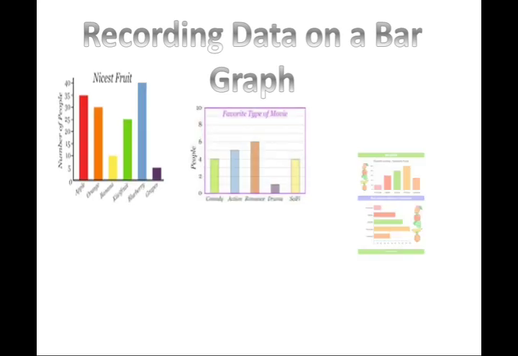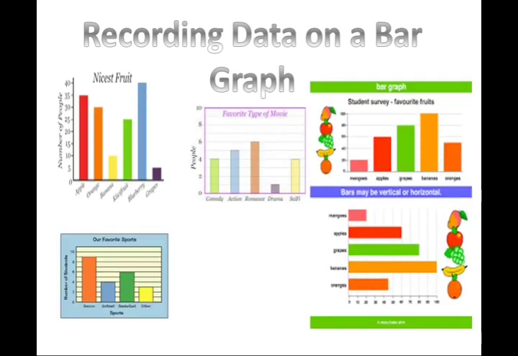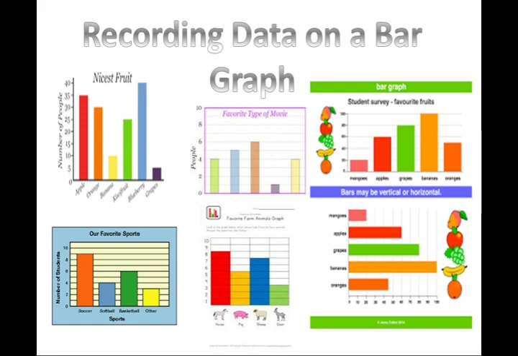Let's get started. Today's lesson is recording data on a bar graph. Here you can see some of the many different types of bar graphs that can be drawn. What is a bar graph? Firstly, look at this graph and you would see that there are 5 columns on these graphs. We refer to these columns as bars and therefore the name bar graph.